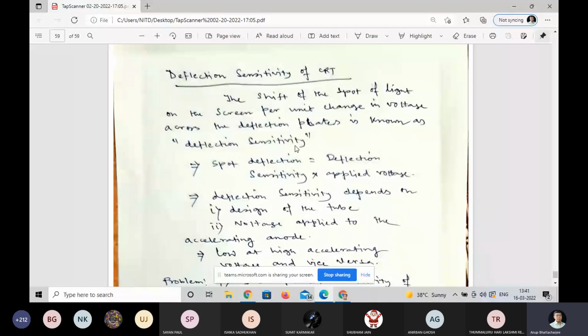One example. 0.03. But what is the unit? Millimeter per volt.